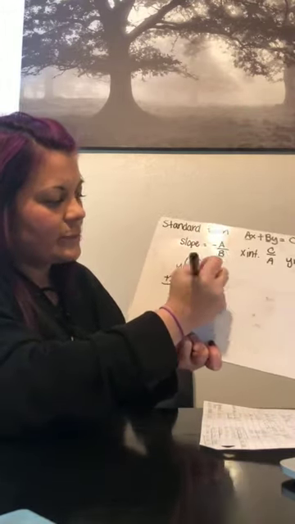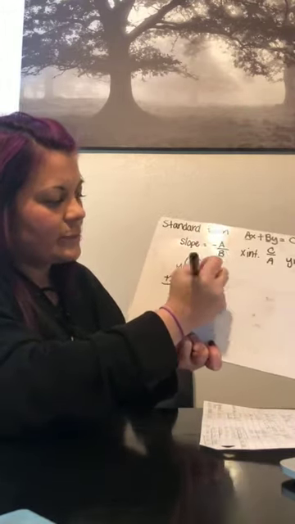Let's find the x-intercept. The x-intercept is c over a. C over the coefficient of the x. So negative 18 over 2, and you reduce that just like a fraction, equals negative 9. So the x-intercept, where it intercepts on the x-axis, is going to be at negative 9.